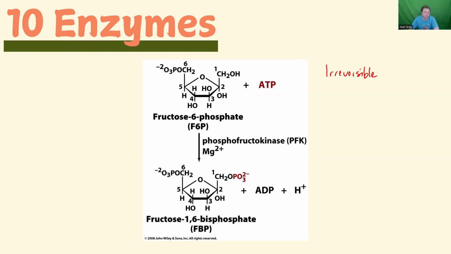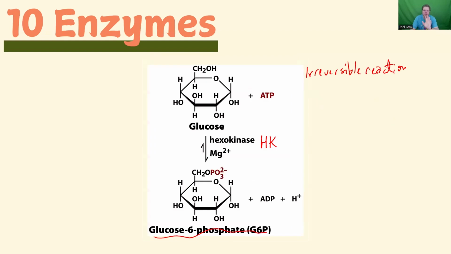Now, in addition to this being irreversible, so this is our second irreversible step, there's another term that we use for PFK, which is first committed step of glycolysis. As the first committed step of glycolysis, essentially what that means is that the previous steps, hexokinase, which makes glucose 6-phosphate. Glucose 6-phosphate can go in a couple of different directions. It could be used for different pathways, which we'll see in the coming days. So it could go in different directions.